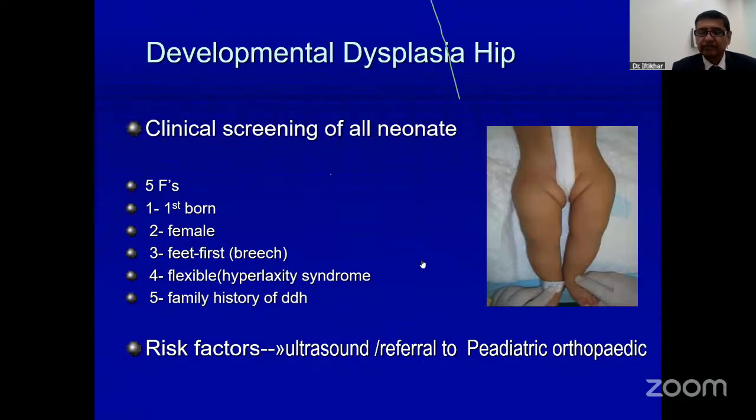I think the takeaways from this should prompt us to change our practice, especially the screening time, and prompt more prompt referral to the outcomes.